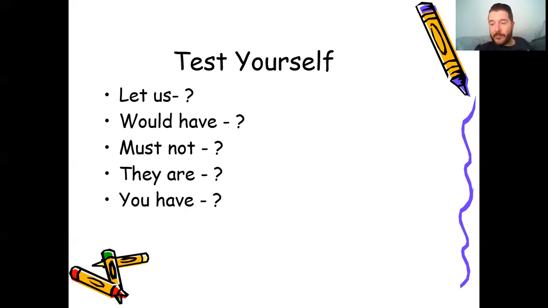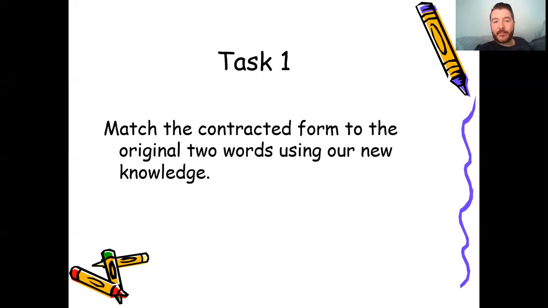You have. What would that become? Pause the video if you need to. What would it become? It would become you've. You are, Y-O-U apostrophe V-E. And he has. That would become he's. H-E apostrophe s.